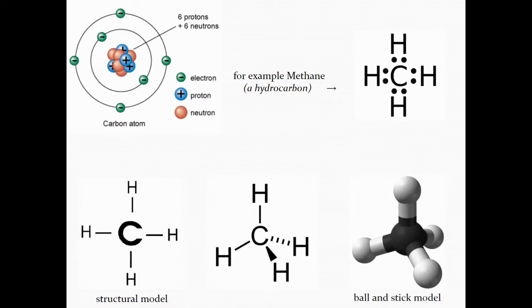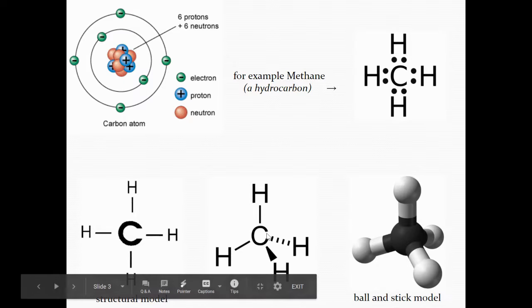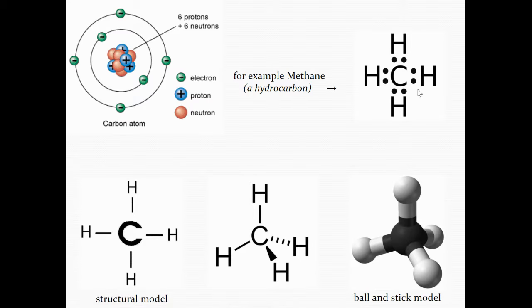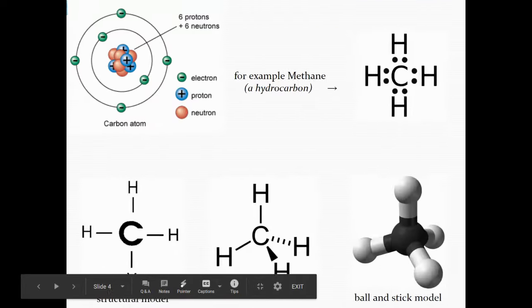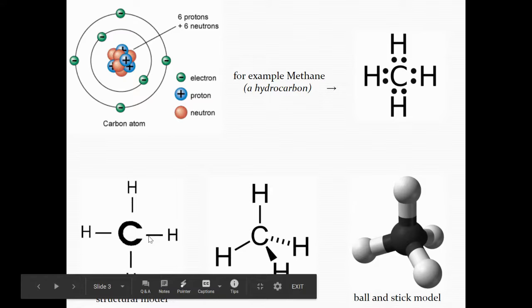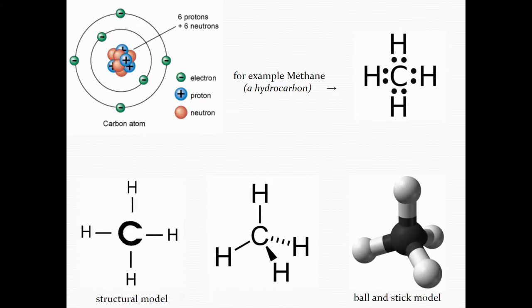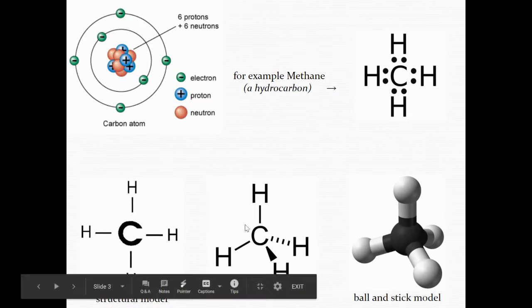And then if you're going to build a model, the ball and stick model tries to represent more of a three-dimensional model, because it is three-dimensional. So here's your planetary model that you're filling in the notes. Here is your electron dot diagram that shows the shared electrons, so they're covalent bonds. Here's the structural model. You can draw this one. These lines represent a pair, or 2 shared electrons. You don't have to draw the ball and stick.